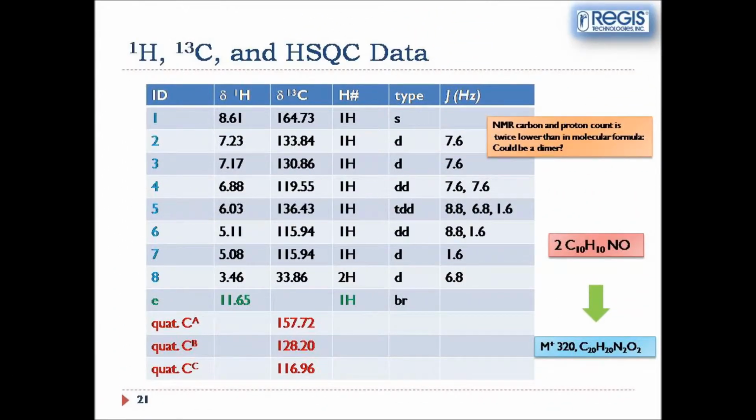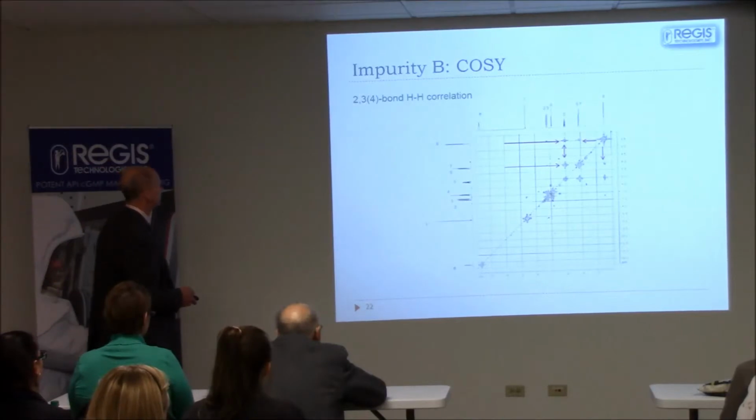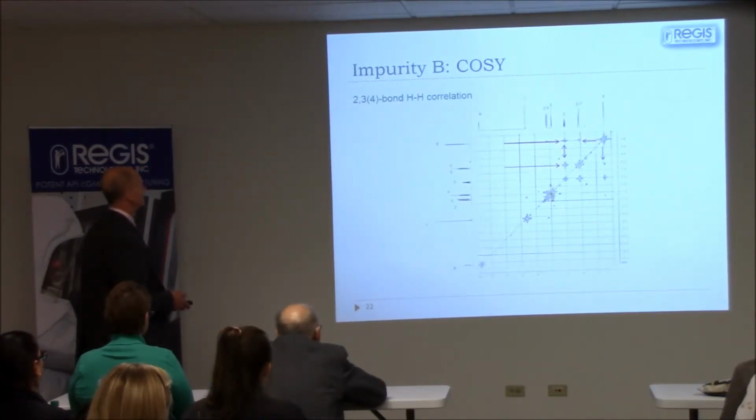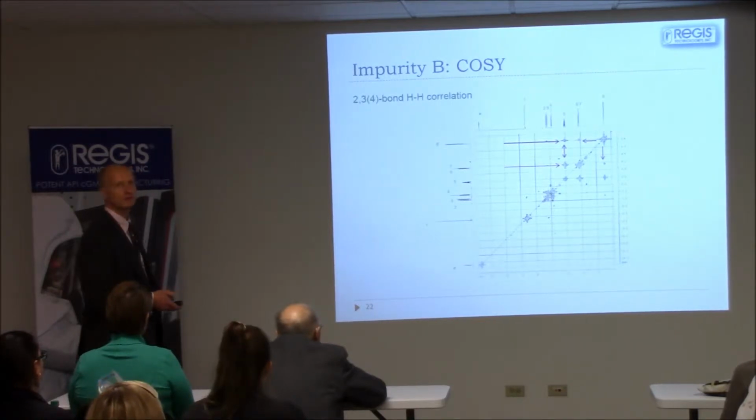When we tabulate the data, we can notice that the number of carbons and protons is different than what the molecular structure tells us. And it's exactly twice lower. So the hypothesis is that it could be a dimer of a certain kind, which often happens during different chemical transformations. So for this impurity, we also collect COSY 2D NMR.